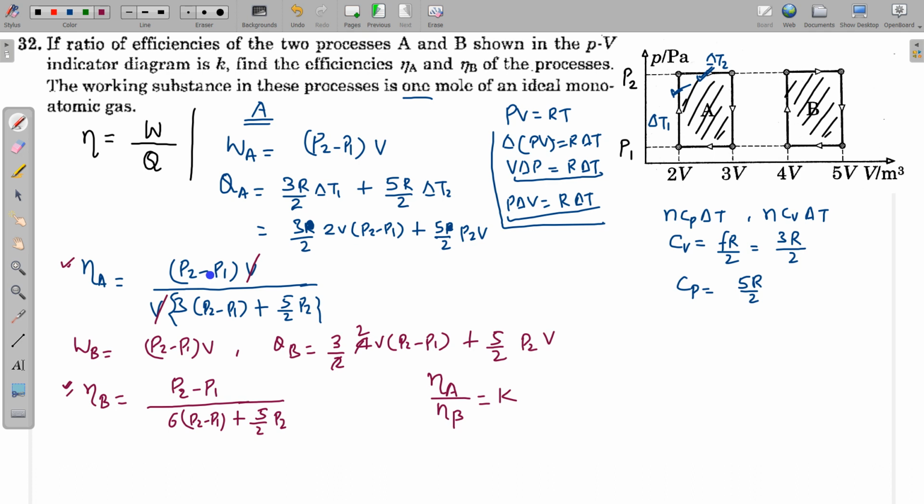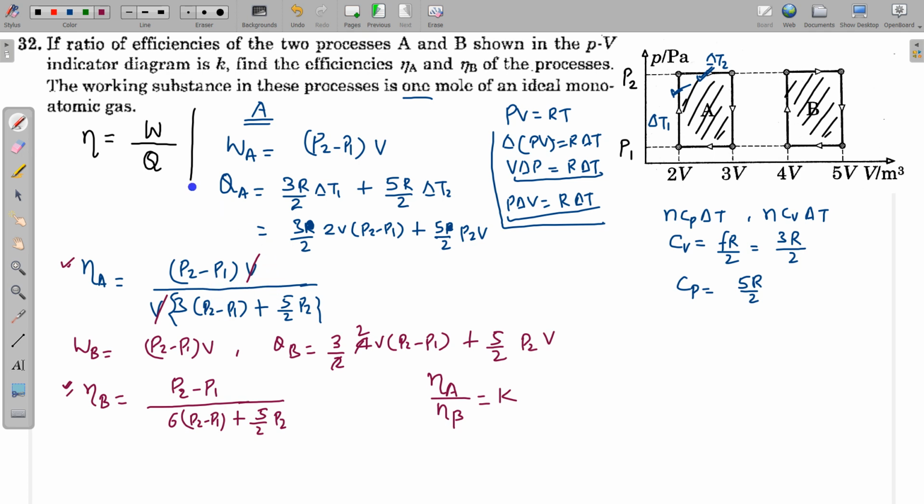Now it may seem that the variables are more than the information. The variables are more, and we have to find the efficiencies eta A and eta B, and for that we must know P1 and P2 both, and the information we are given is only one, that the ratio is equal to K. So it may seem that the variables are more and information is less, but if we carefully observe, it's all mathematical manipulation, we can reduce our variables to one only.